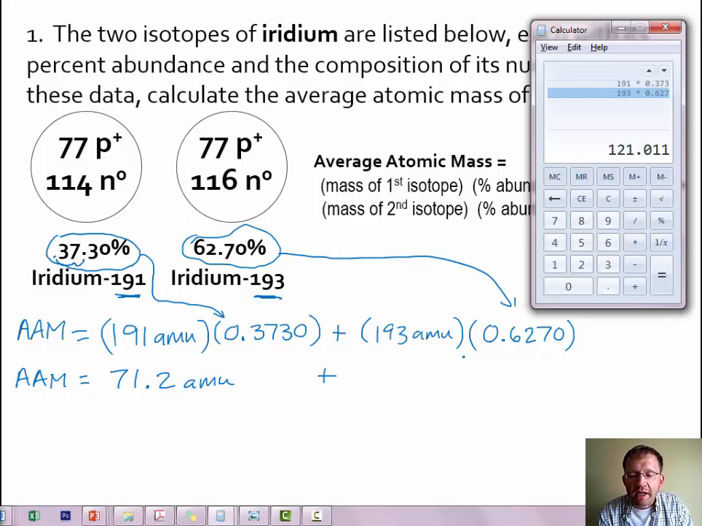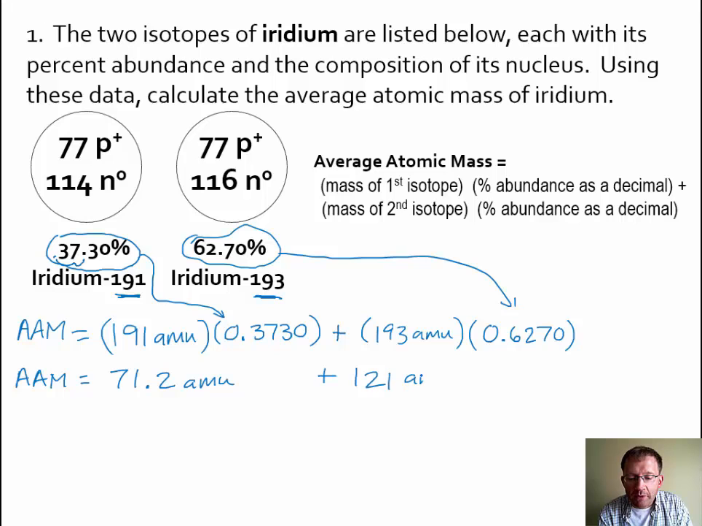And so 193 times 0.6270 gives me an answer of, when rounded off to have 3 significant figures, 121 AMUs, right? So we're going to take the 121.011 and round it off to get 121 AMUs. 3 significant figures in each of these. Now, when adding those together to get our final answer for this problem, remember that the rule says that the final answer should have as many decimal places when adding as the original value with the fewest decimal places.